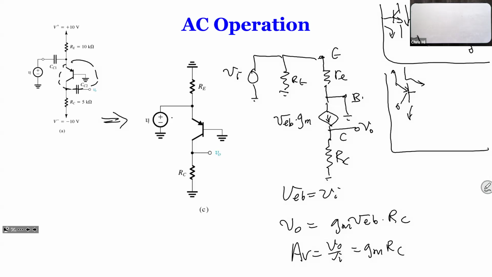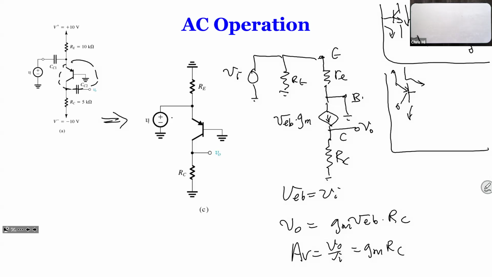Assuming GM is large. So what do you guys call this type of amplifier? What do you call this amplifier? Common what? Common base. Yeah, base is grounded, so it's common base.